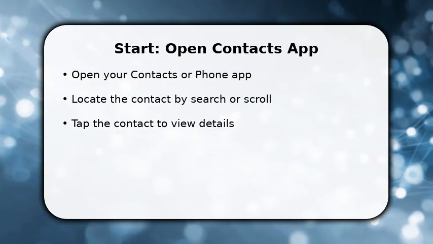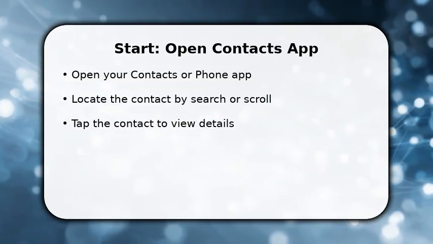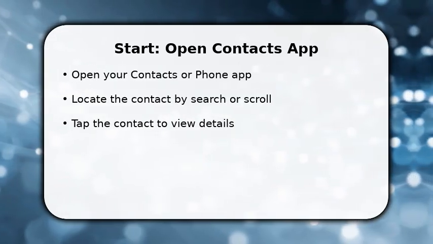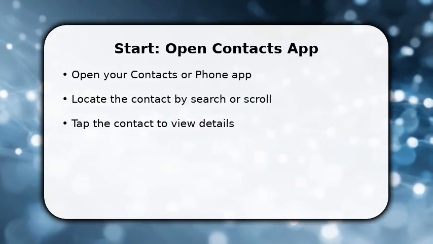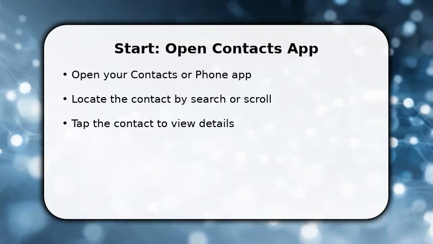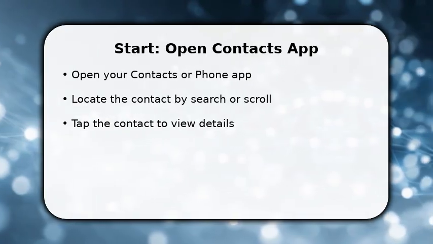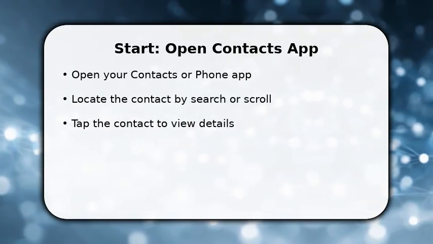You begin by opening the Contacts or Phone app and locating the person whose name you want to change. Once you find them, tap to open the detailed view. Make sure you are looking at the saved contact and not a linked caller ID entry. If the app shows multiple linked accounts, note which account holds the editable name.